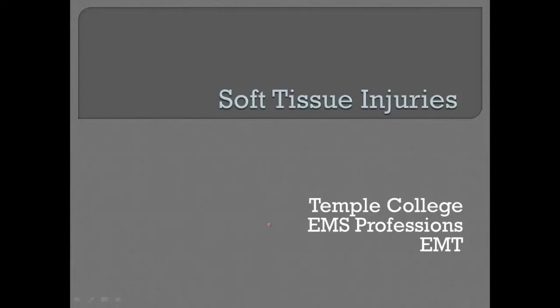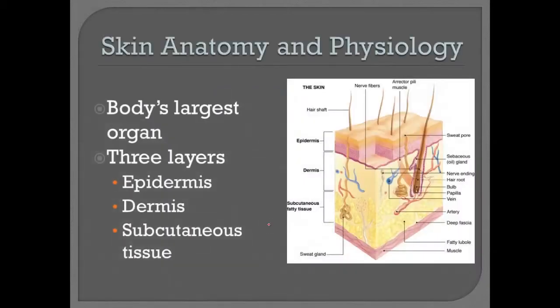In this lecture, I'm going to talk to you about soft tissue injuries. I'm going to start by talking about the anatomy and physiology of the skin. So the skin is the body's largest organ. It actually has three layers.